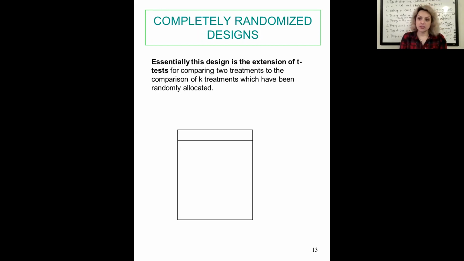So at the end of this chapter, when I'm showing you the concept map, I will categorize all of these different tests, like t-test, f-test. I will tell you where to use each of them. So here is that t-test when we want to compare two treatments, to the comparison of k treatments, which have between like random and allocated.